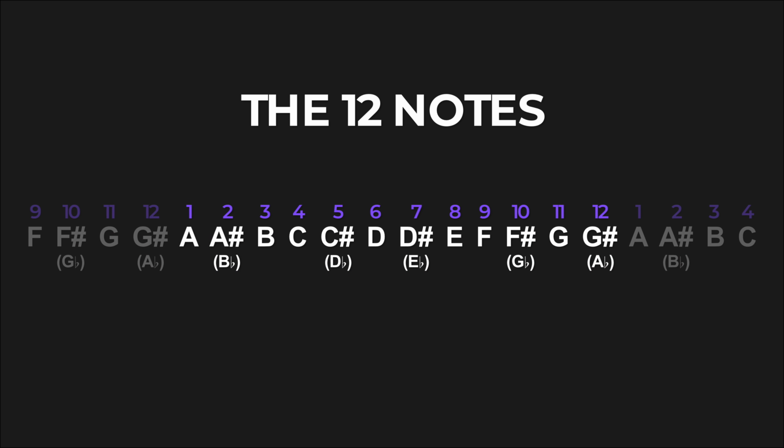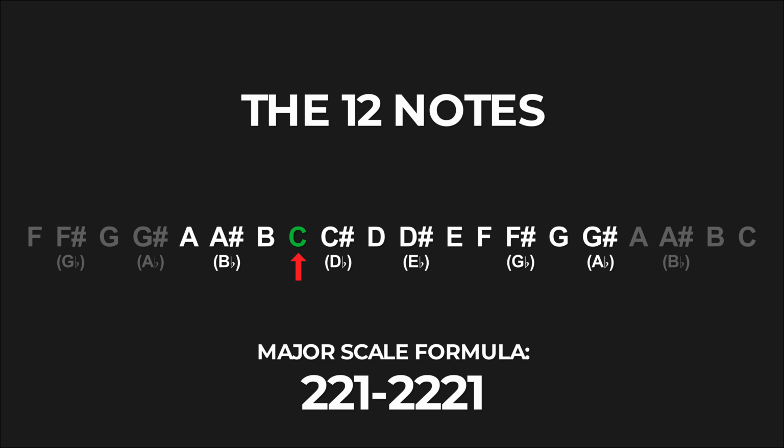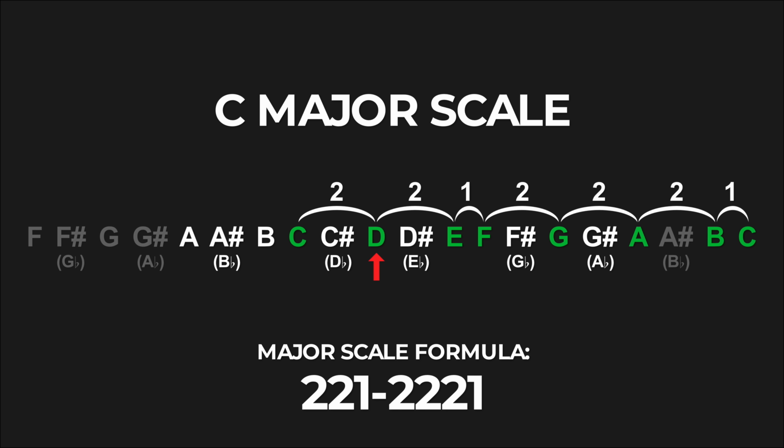These 2s and 1s are intervals that tell us which notes to leave out when creating our major scale. So let's say we want to create a C major scale. We start on the C note and we apply our formula. So we move 2 and we take the D. Move 2, take the E, then 1 and take the F. Then we go 2 again, take the G, then 2, take the A, 2 again to take the B, and finally 1 to resolve us and land back on the note we started on, which is the C.